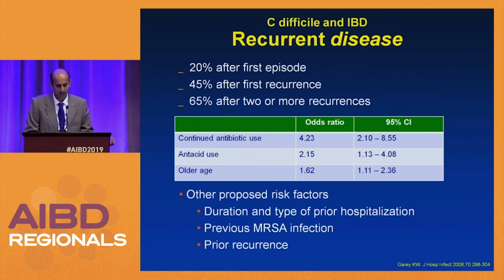There are many other risk factors that have also been listed for recurrent disease. I've listed there: duration and type of hospitalization, prior recurrence, and previous MRSA infection, older age, comorbidity.